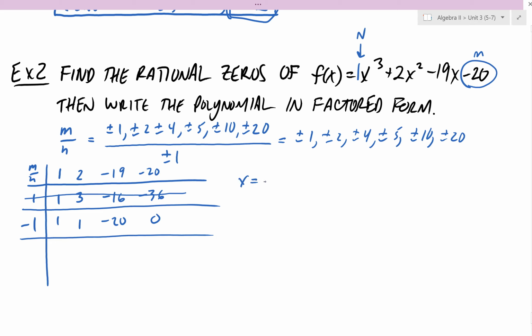So x equals -1. That corresponds to the factor x minus 1. And what's the remaining factor?